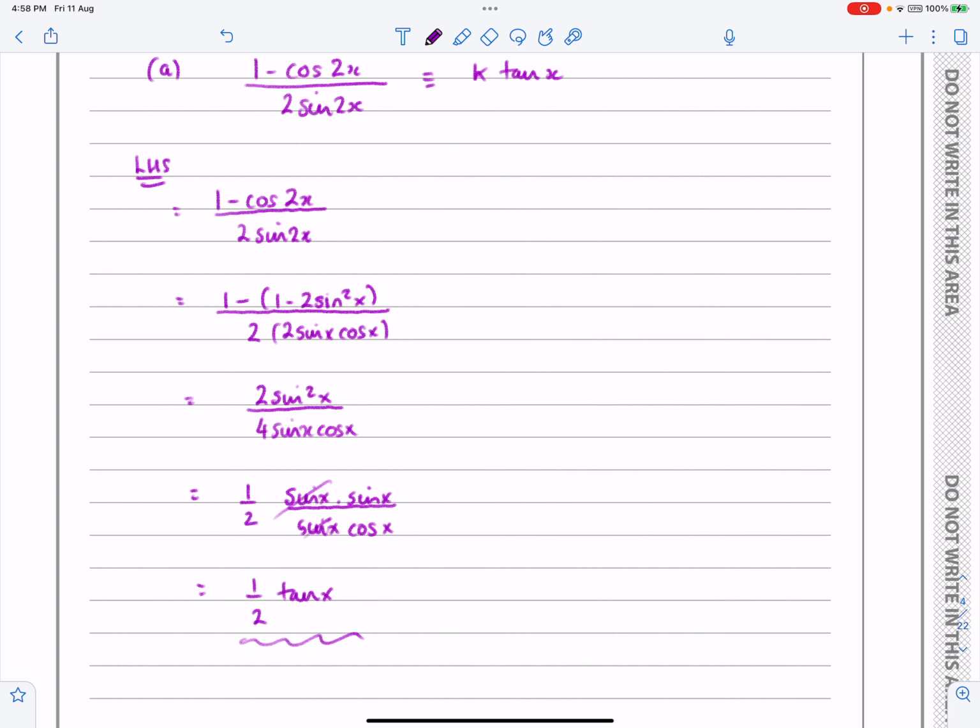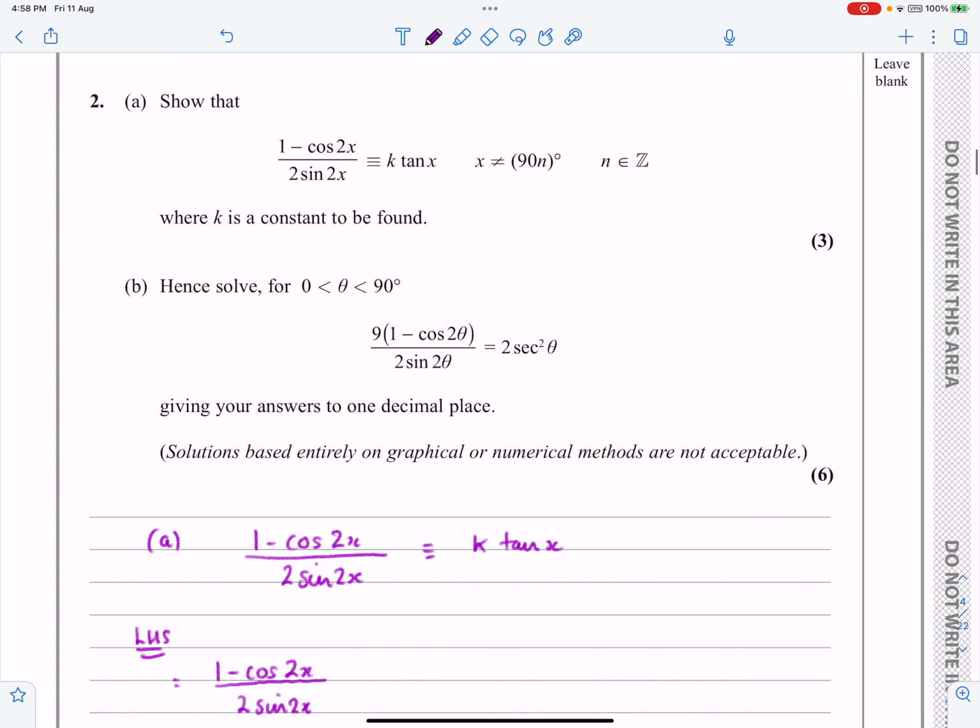What does the second part say then? The second part says, can we solve this equation? Theta between 0 and 90, that's for the last part of the answer. But we can see here then, really quite standard, that bit there, not including the 9, is a similar format to that bit there. So 1 minus cos 2x, 2 sine 2x, and then 1 minus cos 2 theta, 2 sine 2 theta. So when it says hence, it really does mean using the first part.